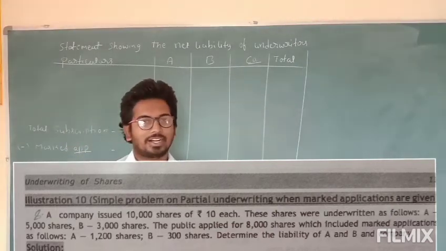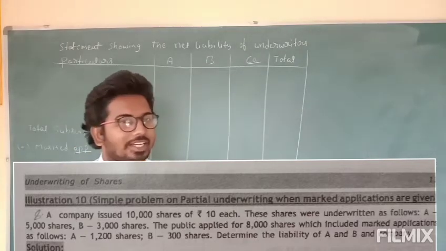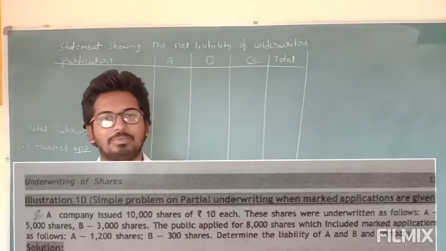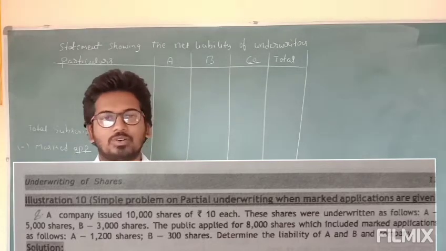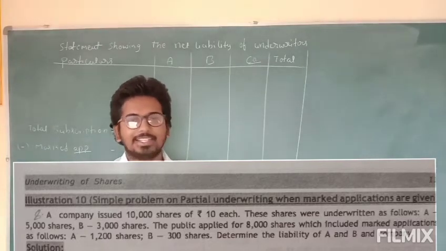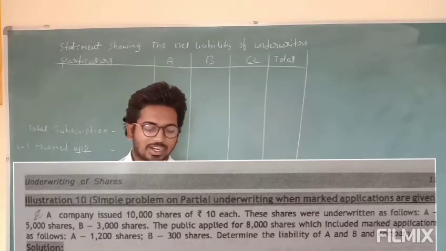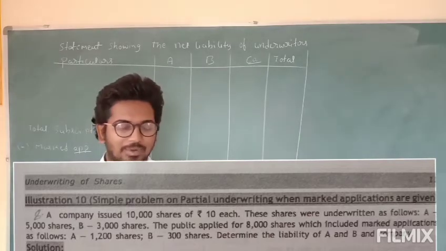So it is a partial underwriting. In the last class we saw a sum where they had not given the marked applications, but in this question they have directly given the marked applications, and moreover they have given the public subscription also. If that is the case, we can easily find out the unmarked applications like in the previous sums. So first we should recognize what? Public subscription, that is the shares applied by the public.